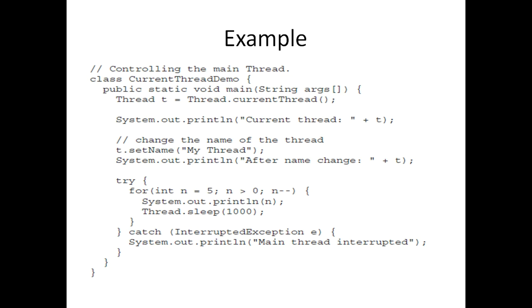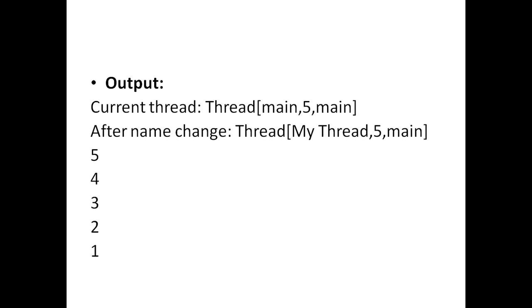When you run this program, you'll be able to see the output like this. First we have displayed the default name of a thread. It is displayed like this, Thread inside a pair of square brackets. The default name of the thread is main. Then the default priority for a thread is 5. Then the name of the thread group. Once you change the name of the thread, you get output like Thread[myThread, 5, main]: main has been changed to myThread. The default priority of the thread is 5 and the group name is main.